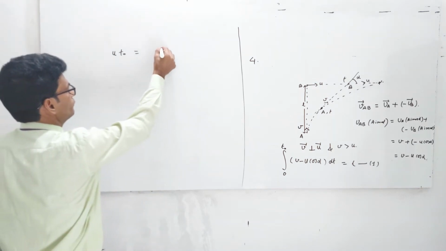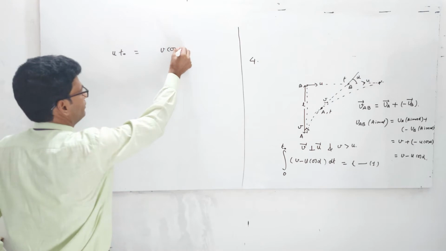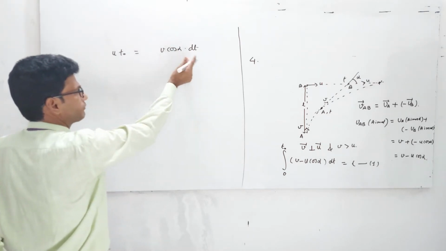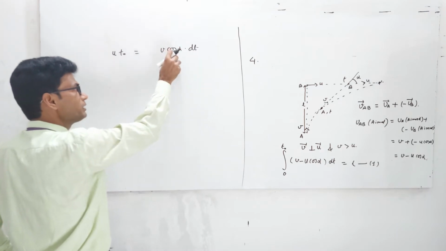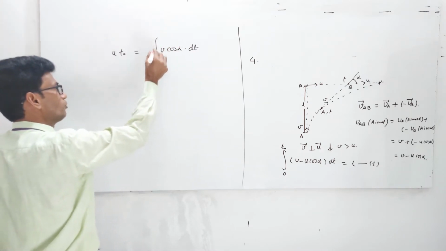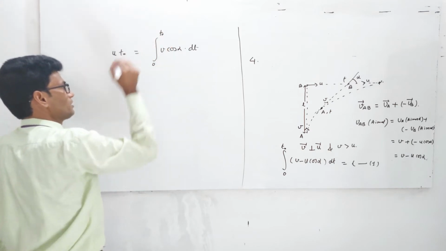So this is v cos alpha into dt. But again this is not constant, but for this time dt we have to assume it is a constant. So now integrate it from 0 to convergence time t0.